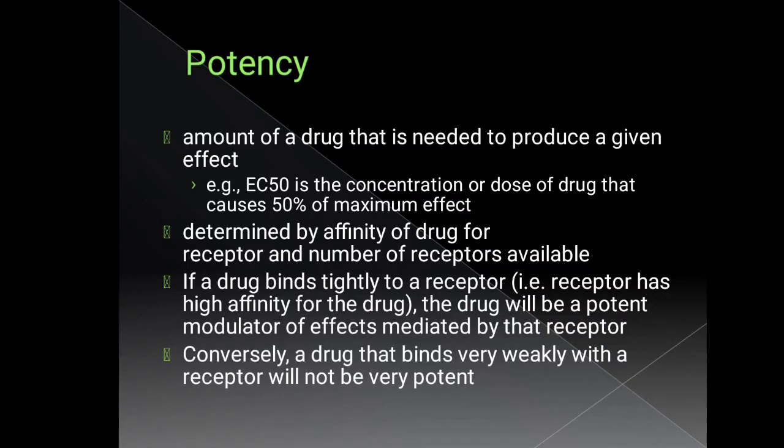The drug will be a potent modulator of effects mediated by that receptor. A drug that binds very weakly with the receptor will not be very potent. So, how can you summarize efficacy and potency? Potency, the affinity of the drug, means the tendency of the drug for binding its receptor. This is the potency. And what is the efficacy? Efficacy is the activity of the drug.